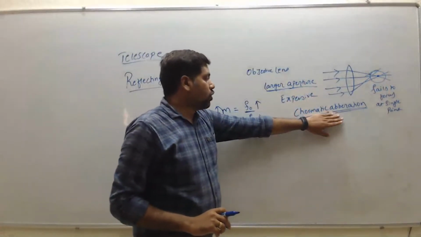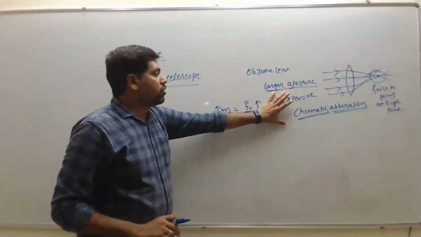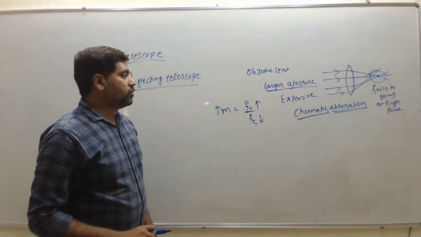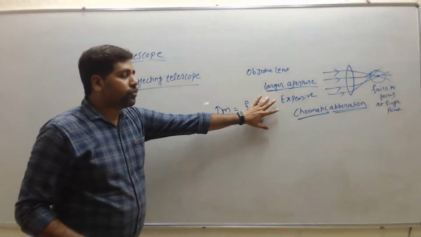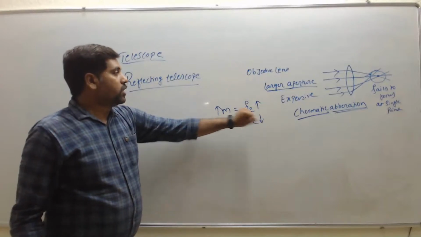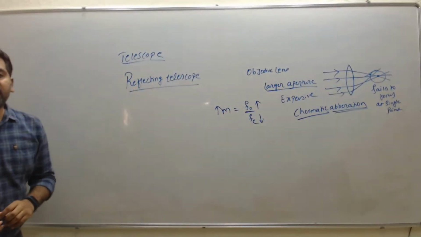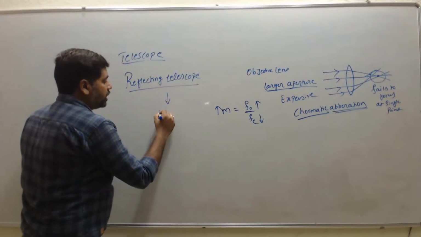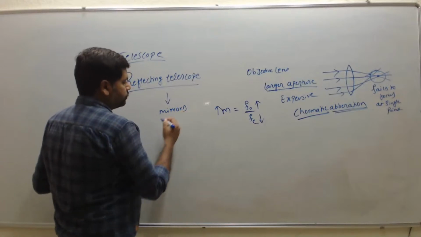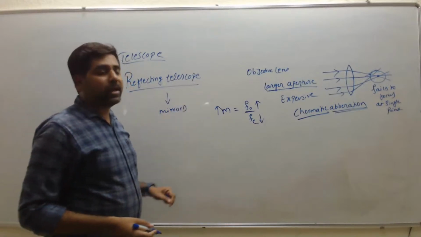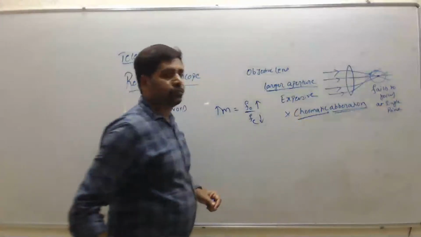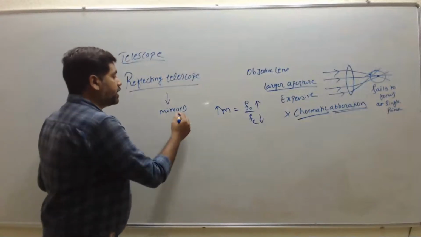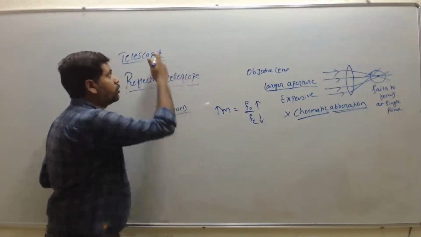To overcome this chromatic aberration, we have to construct a larger aperture lens. That lens becomes very expensive. So these are the disadvantages of the terrestrial telescope. To overcome this, we are using the reflecting telescope. In the reflecting telescope, instead of lens, we are going to use mirrors. In mirrors, we don't have any chromatic aberration, and it is smaller in size compared to the telescope.